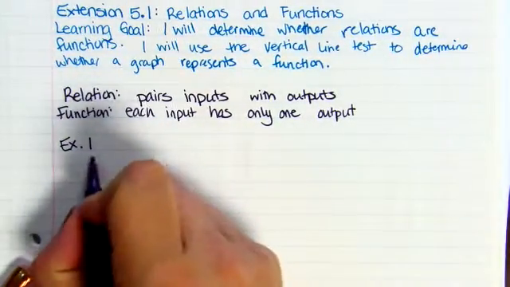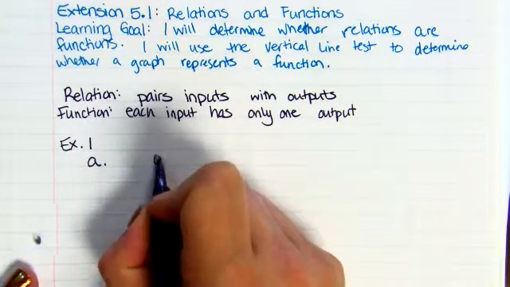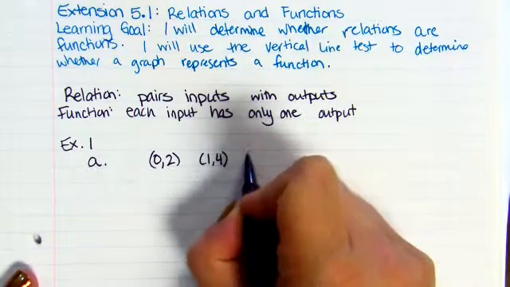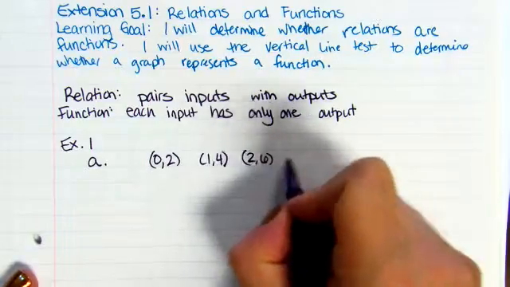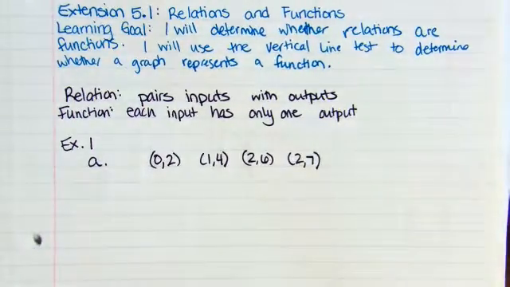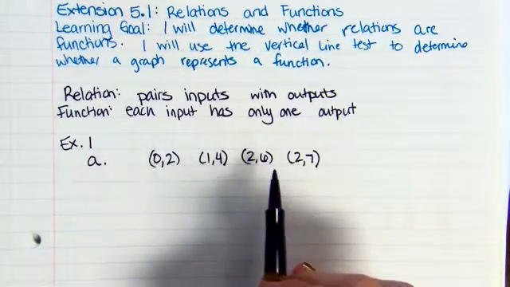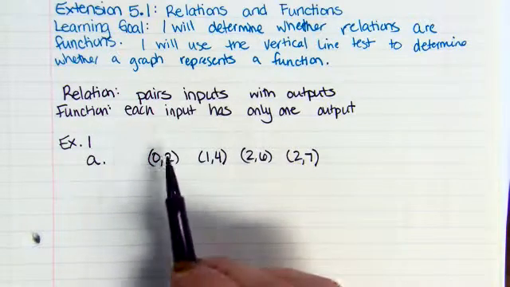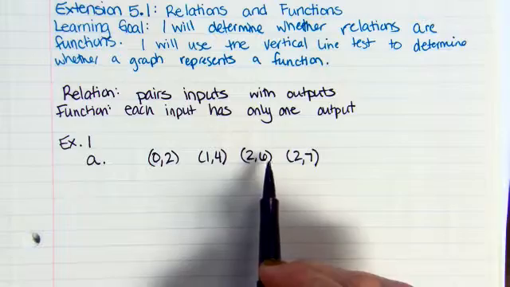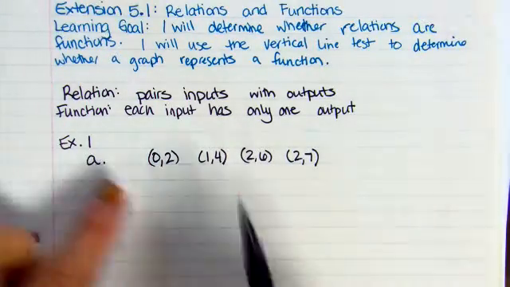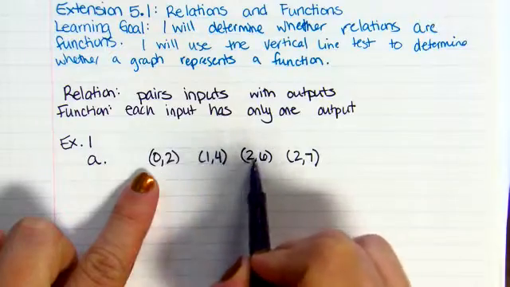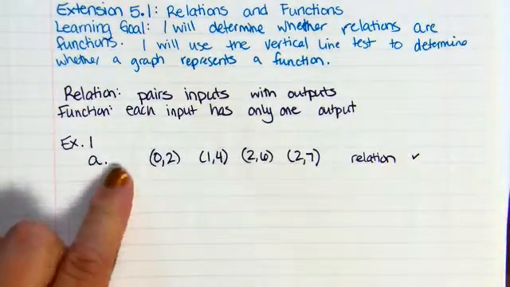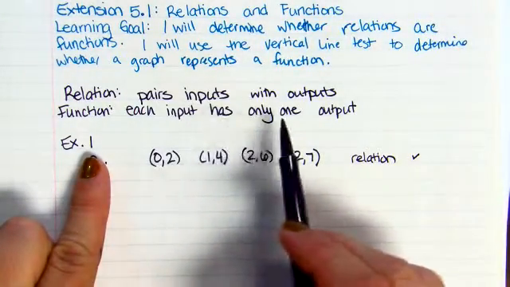First, let's look at points. If you're given these points: (0, 2), (1, 4), (2, 6), and (2, 7). Let's think about our domain here, or our inputs. Our inputs are 0, 1, and 2. Our outputs, or our range, would be 2, 4, 6, and 7. So here, each input does have an output. So this is a relation. Definitely a relation. But for a function, each input has only one output.